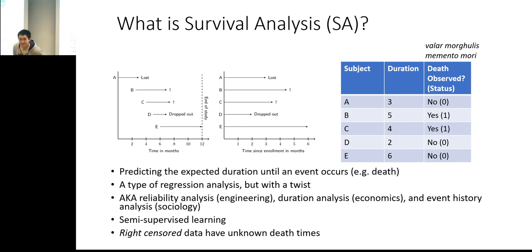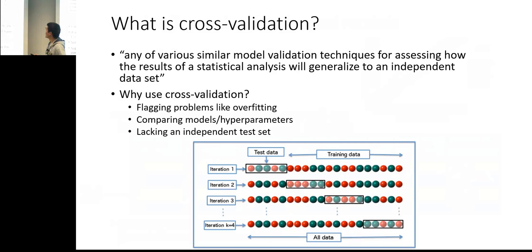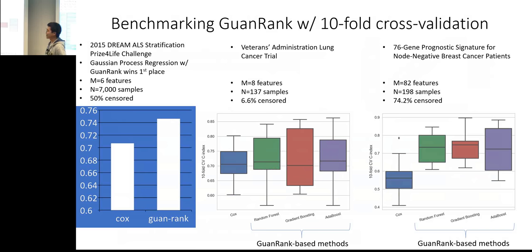Your third data set only has 76 genes. What are the extra features? So 82 is clearly a bigger number than 76, right? Some of them are age and sex, and there are other features that are one hot coded. There's also a treatment feature.